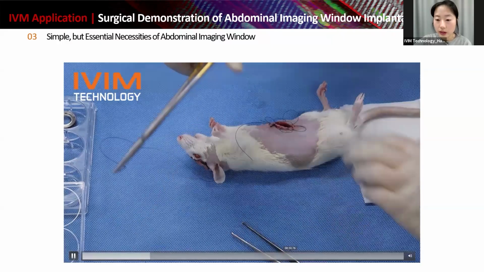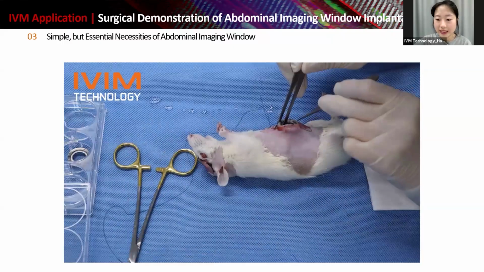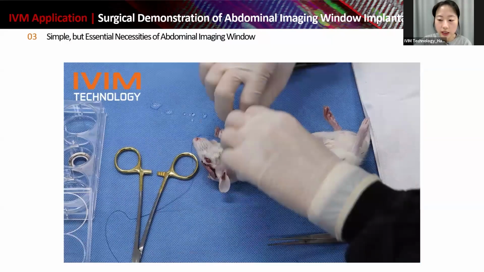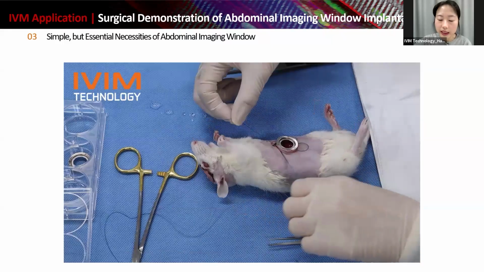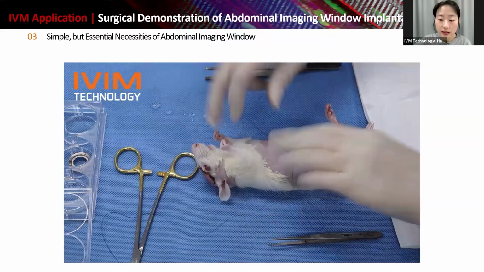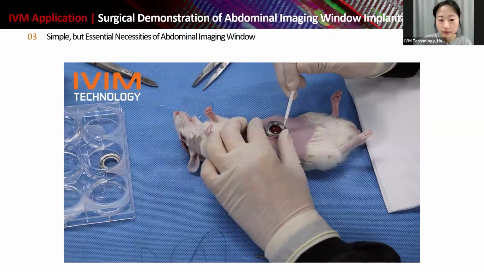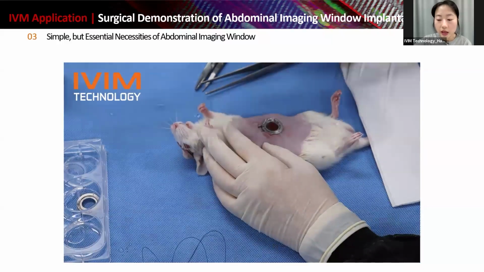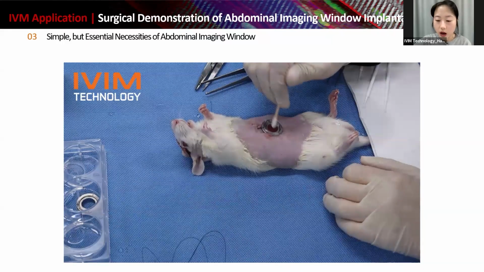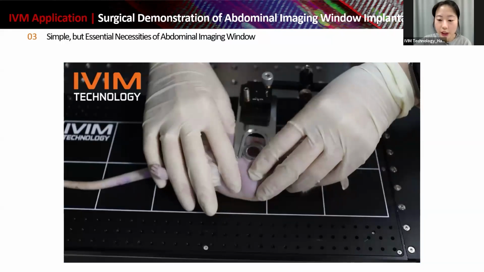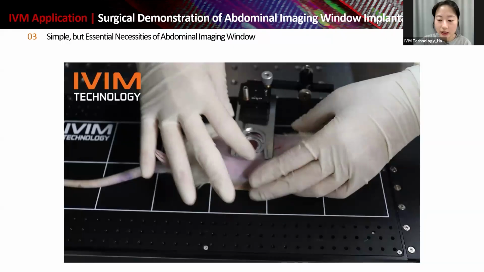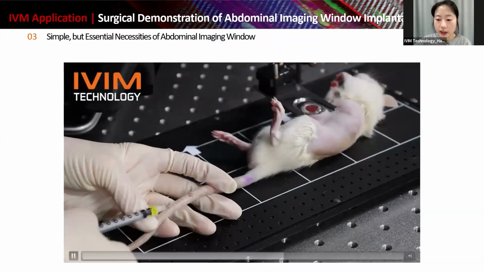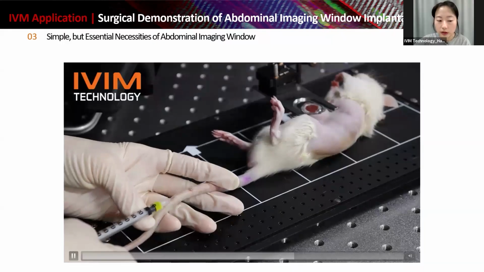Next, the window was secured to the skin and the peritoneum using a purse-string suture technique, and the surgery was completed by attaching a rounded glass cover with adhesive. After completing the abdominal imaging window implantation, the rat was placed on the free space system's mounting stage, which is especially designed to perform imaging with rats or ferrets. And the window was also securely fixed in the holder.